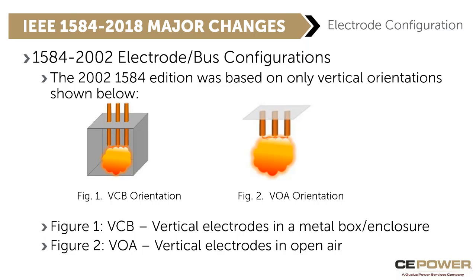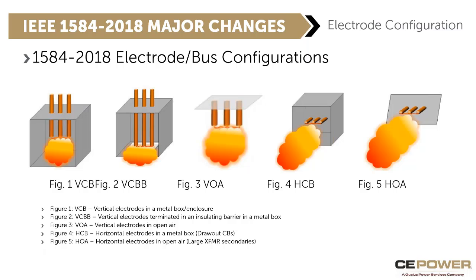In 2002, they considered two configurations. That's what you're seeing there on the screen: arc in a box on the left, and an arc in open air there on the right. In 2018, they considered 5. And so I'll read these off left to right.